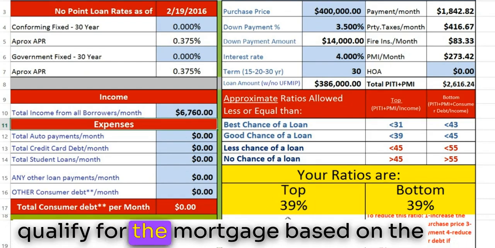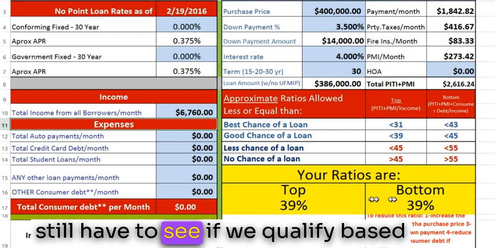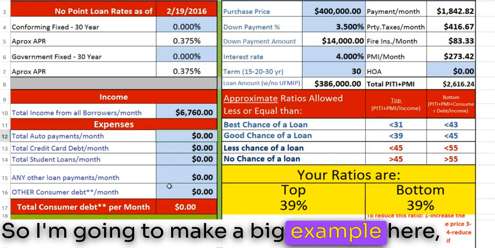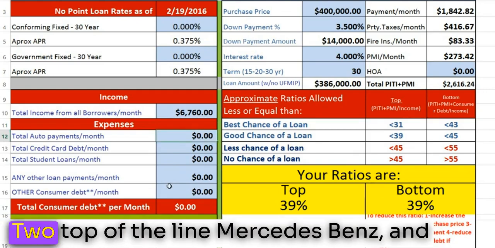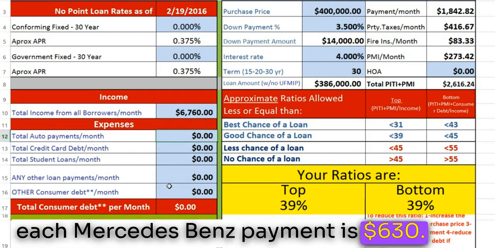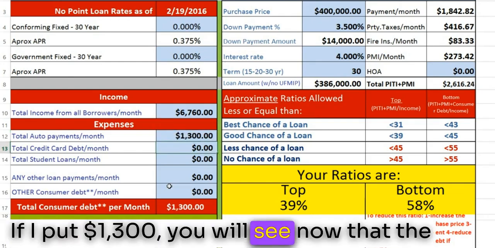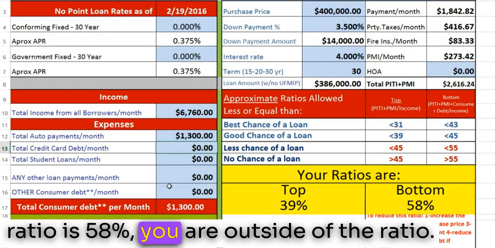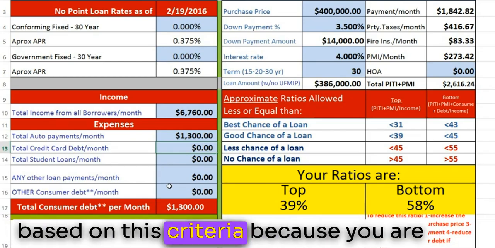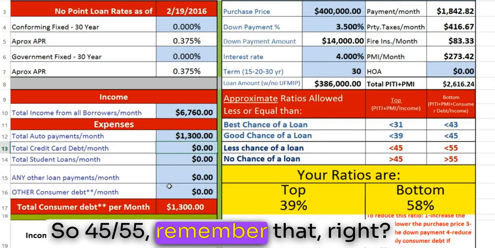Even though we qualify for the mortgage based on the income and the housing expense, we still have to see if we qualify based on the housing plus consumer debt. So I'm going to make a big example here. Let's say, for example, this person owns 2 top-of-the-line Mercedes-Benz, and each Mercedes-Benz payment is $650, so that's $1,300. If I put $1,300, you will see now that the ratio is 58%. You're outside of the ratio. You would not qualify for this mortgage based on this criteria, because you're outside of the 55 for government loans. So 45-55, remember that, right?